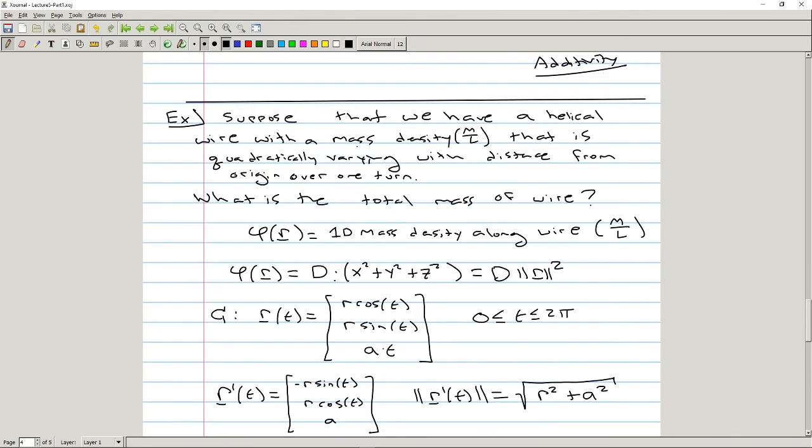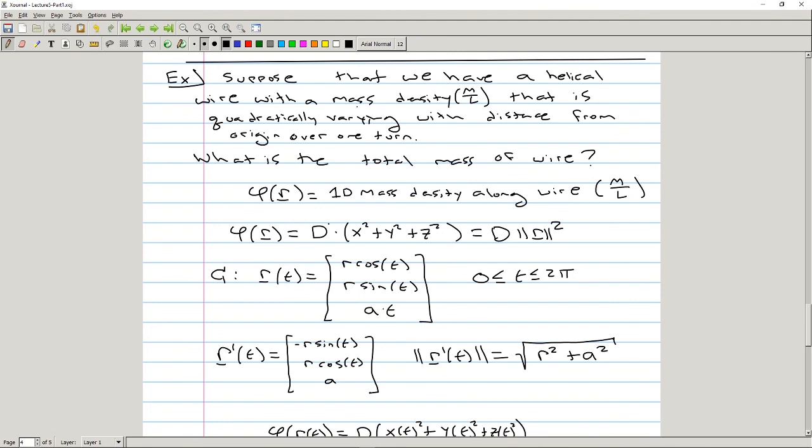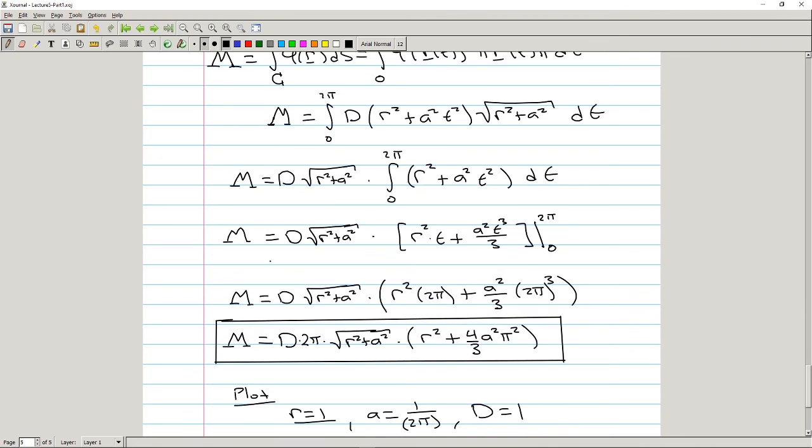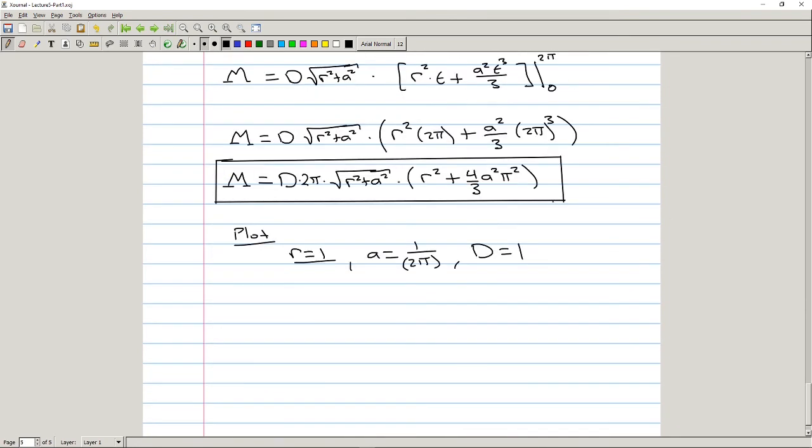I mentioned earlier that d is just a constant to make the units work out nice. This density function has to have units of kilograms per meter, because it's a 1D mass density along the wire. Therefore, this d right here has to have units of kilograms over meters cubed, because you're multiplying it by the square of a distance. So we'll say units of kilograms per meters cubed. We'll make this work out nicely.